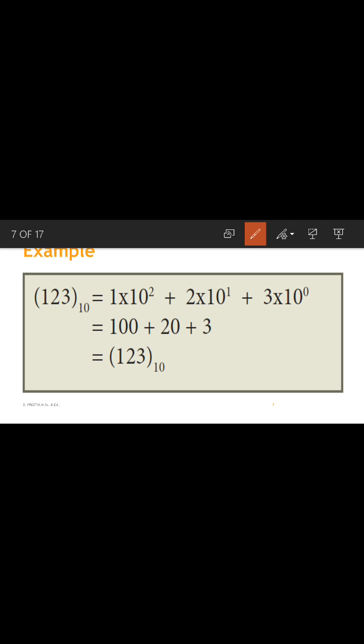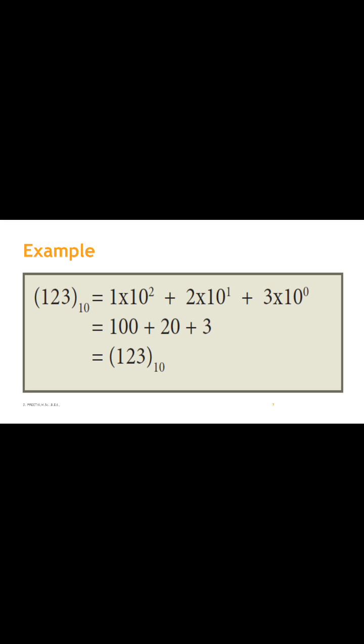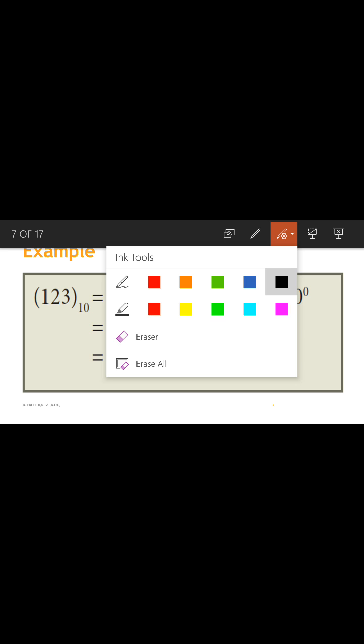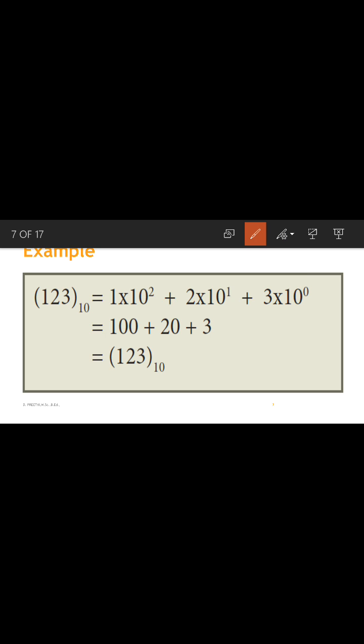Now we have the number 123 to the base 10. Whenever we are representing a number, we have to give the base. In the decimal number system, the base value or the radix is 10, so this 10 is given here. Now we have to give the positions. We start from right to left. For the 3, the positional power is 0. For 2, it is 1. And for 1 it is 2. So 0, 1, 2.